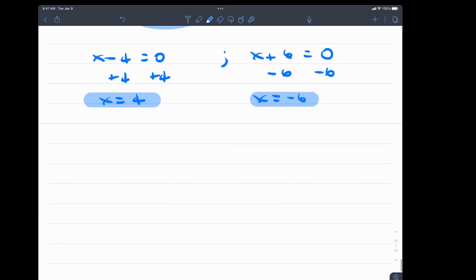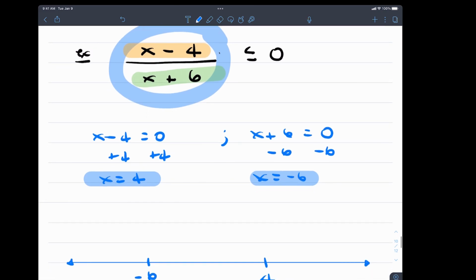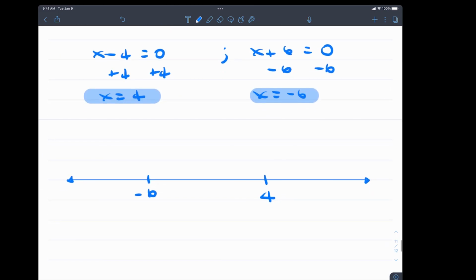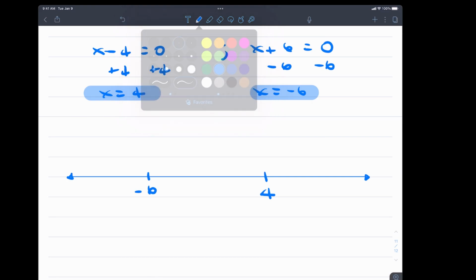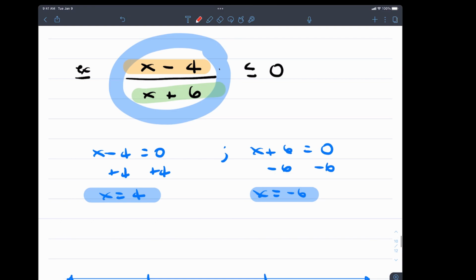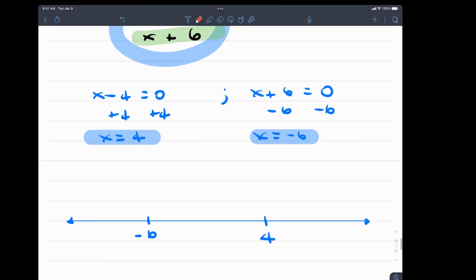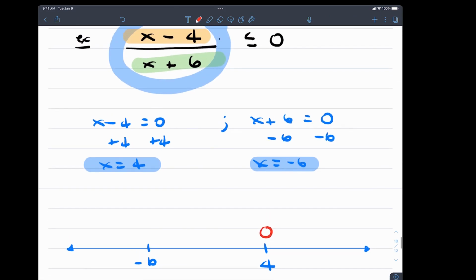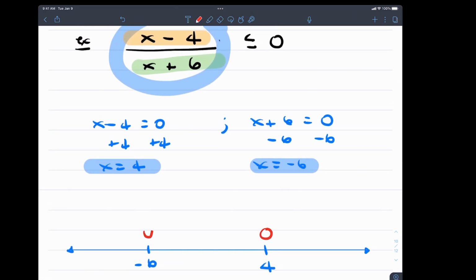Okay, now what's the significance of these solutions here? Right, we're going to draw them on the real number line here, plot them. Negative 6 is to the left of 4 on the real number line, okay? Now, what do we want to put here for 4? Above the 4, what do I put? A 0 or an undefined? Good. And notice the denominator at negative 6. This is where we put the undefined. There's a U.